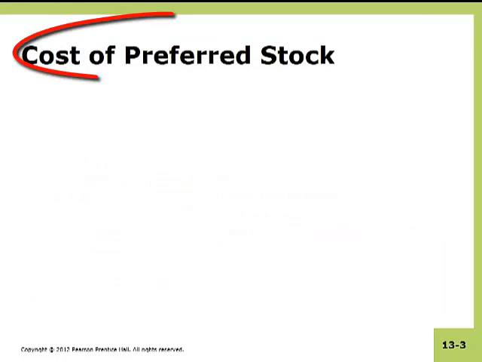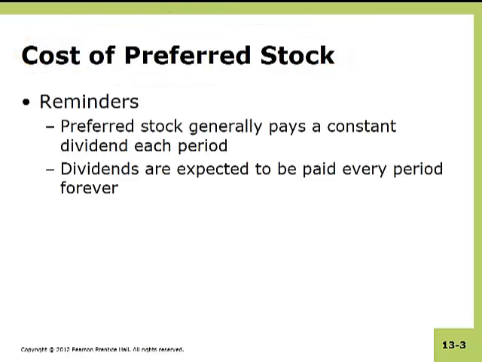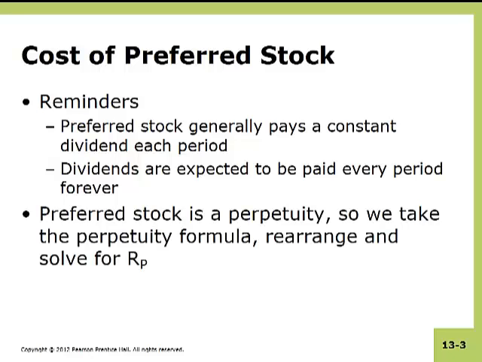Let's look at the cost of preferred stock and look at some reminders. Remember that preferred stock pays a constant dividend each period, and it's paid forever. So it is a perpetuity. So we take the perpetuity formula, rearrange it, and solve for the cost of preferred stock. We did this in an earlier chapter. The cost of preferred stock equals the constant dividend divided by the price today.